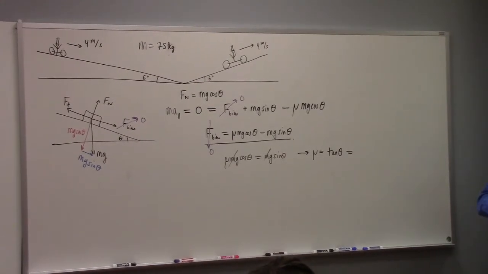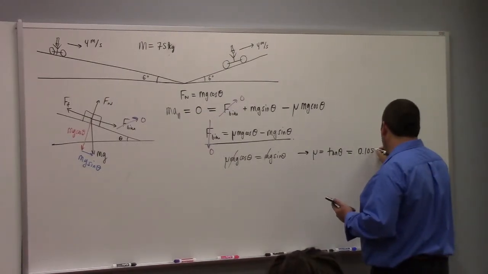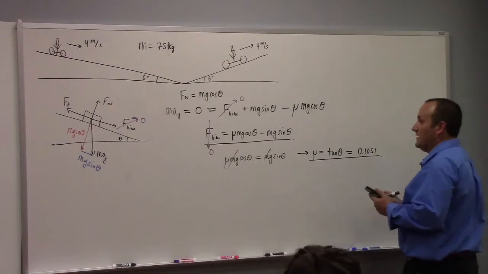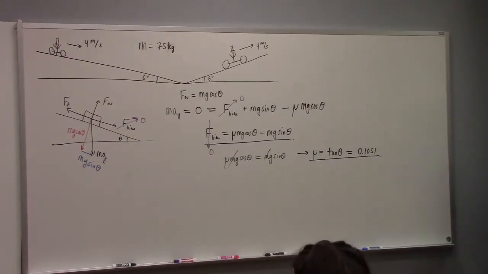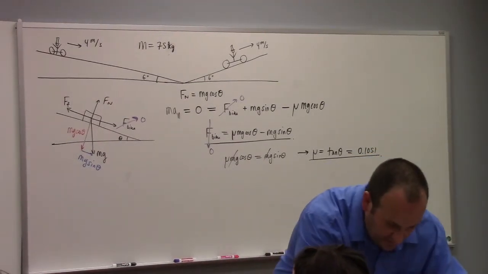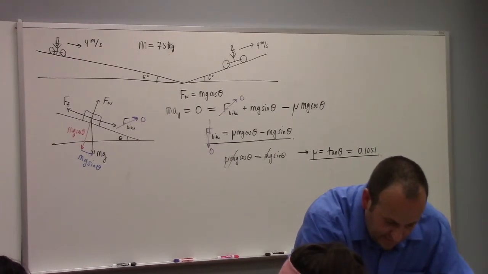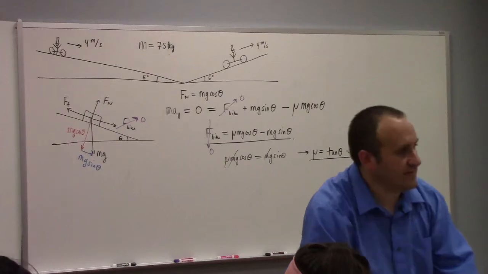Tangent of 6 is 0.1051. All right, great. Now that still doesn't answer the question to the other part just yet. So what was the question to the other part? All right, so now I understand the coasting down. What must the cyclist power output be to climb the hill at the same speed?